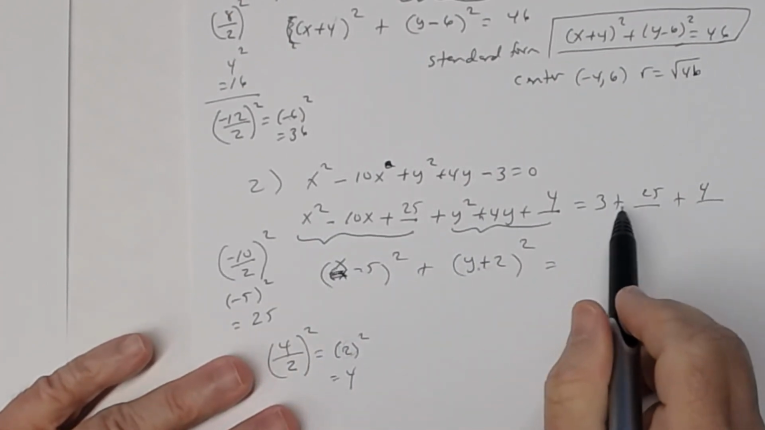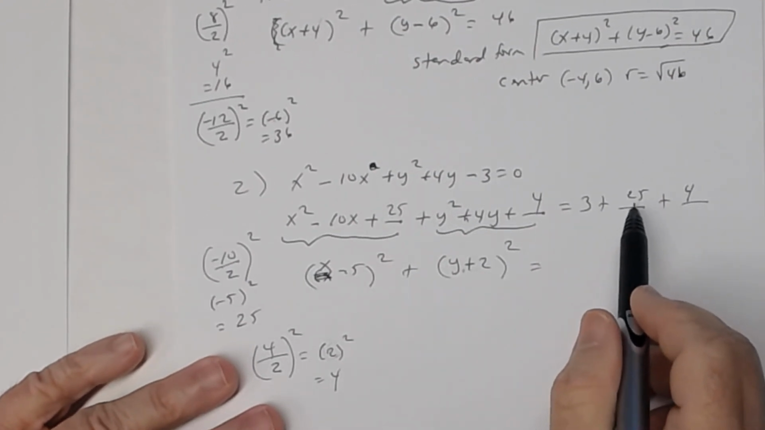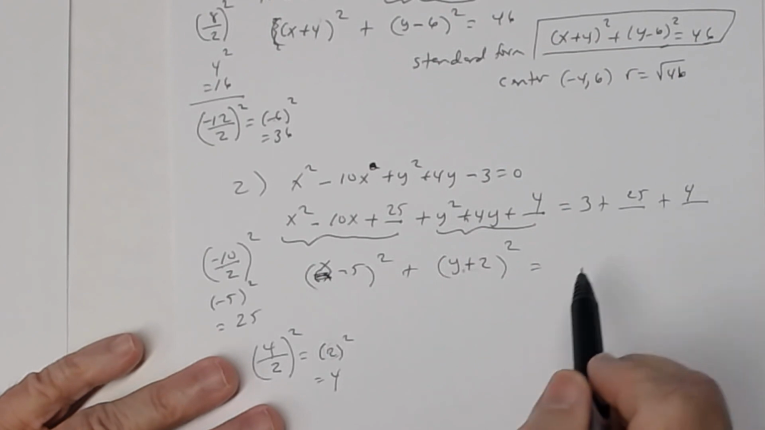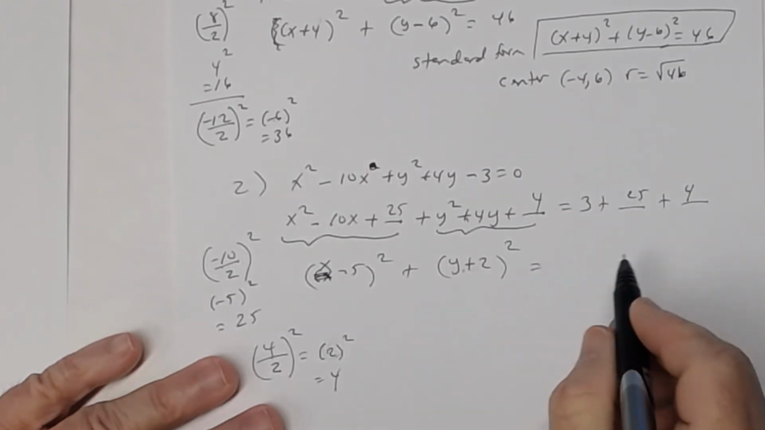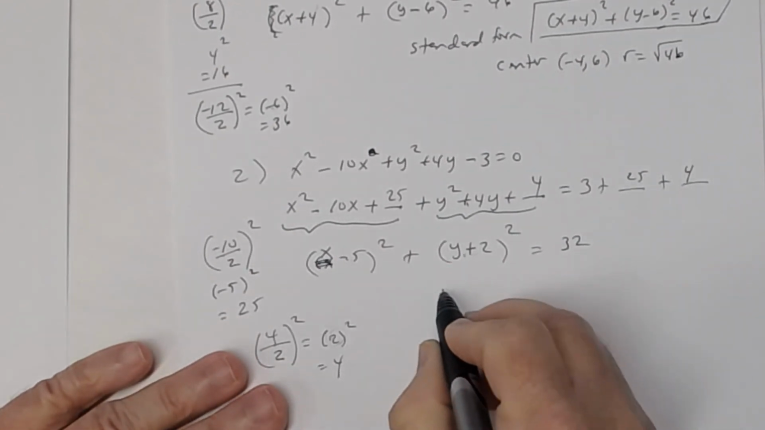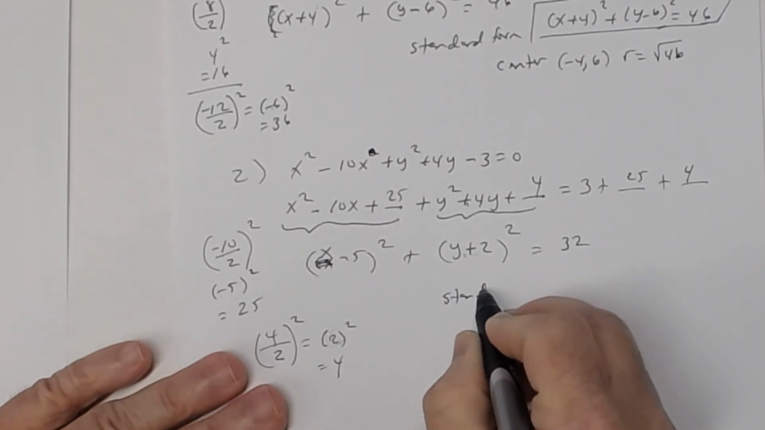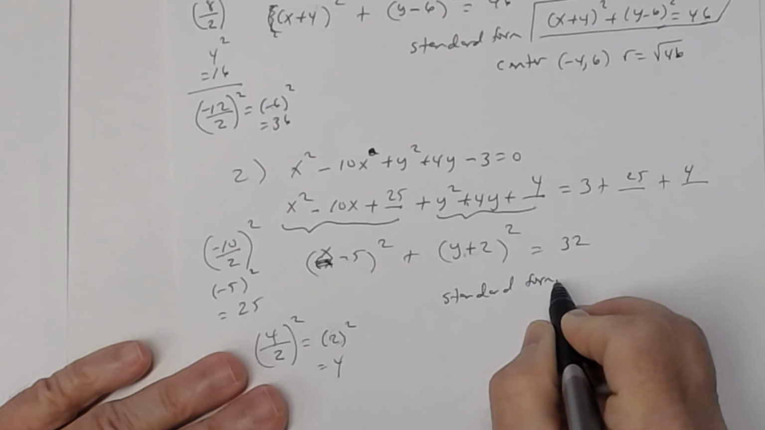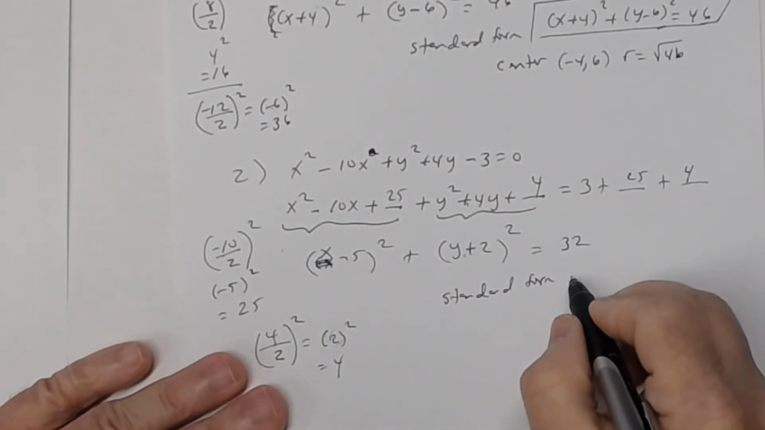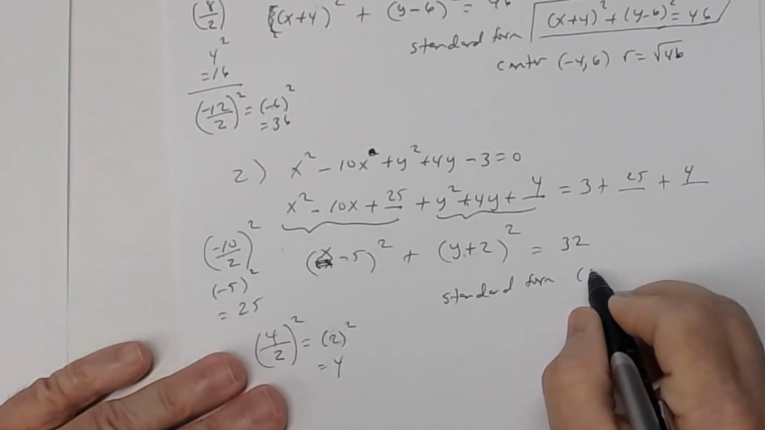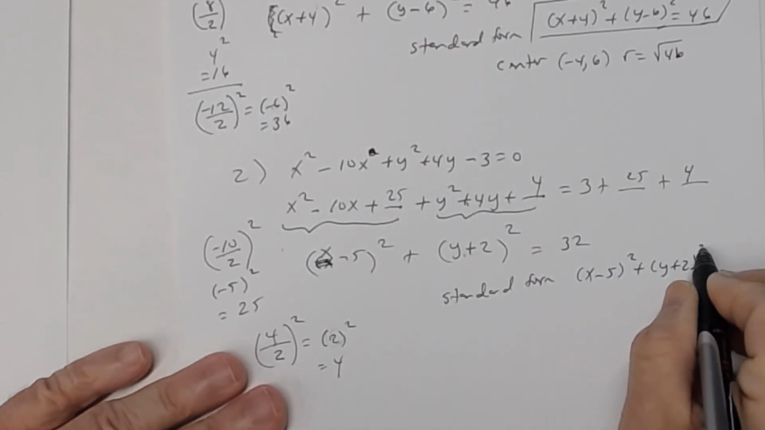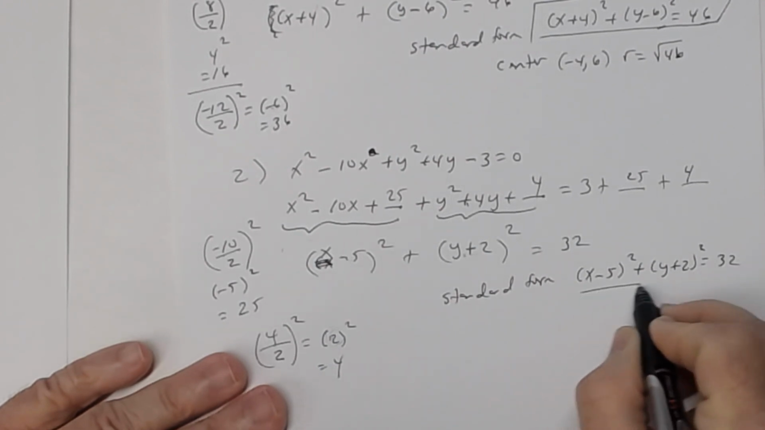All right, let's go ahead and add these. So 25 plus 3 is 28. 28 plus 4 is going to be 32. I get 32. All right. So your standard form then. Now notice the work you had to show. That's the work you had to show. That was in the resource. So your standard form is x minus 5 squared plus y plus 2 squared equals 32.